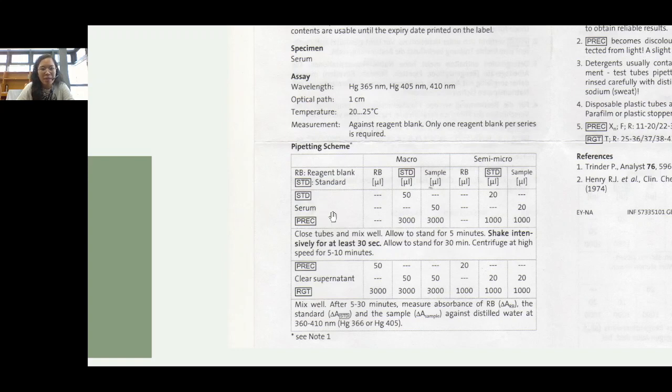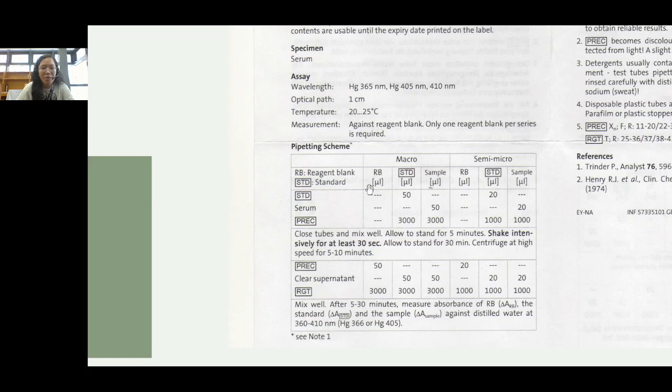So here, as you can see in the procedure, sorry kids if I cannot use my pen, because I am not able to zoom in and use the pen here in your PowerPoint. So I hope you can still follow. So as you can see here, close tubes and mix well.